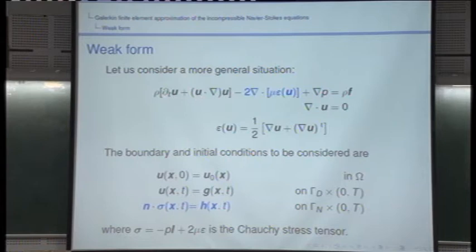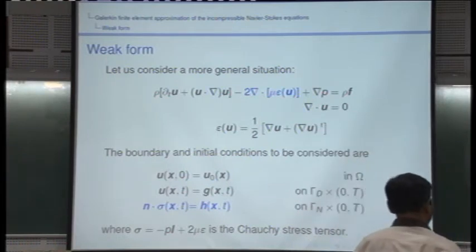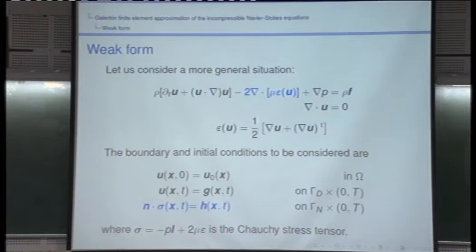So apart from dividing by the density, this is the time derivative, the convective term, the pressure gradient, the continuity equation, and here we have another expression of the viscous term different to what we have used this morning. Instead of the Laplacian, here we have 2 divergence of epsilon of u, where epsilon of u is the so-called strain rate tensor, which is the symmetrical part of the gradient of u.